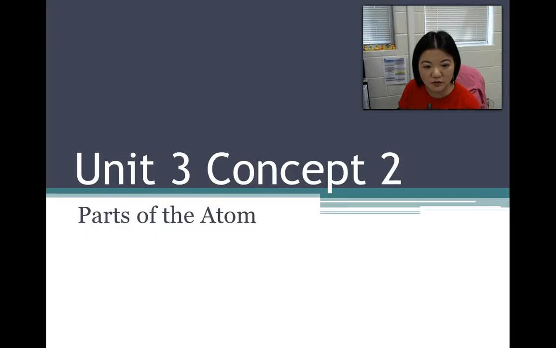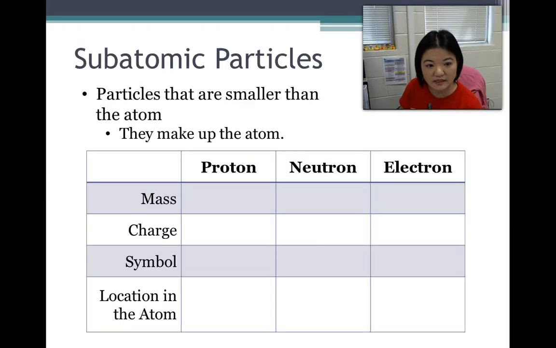Hey guys, this is Unit 3, Concept 2, Parts of the Atom. We are going to start by talking about the subatomic particles. Now, the subatomic particles are particles that are smaller than the atom, and generally we think of them as the ones that make up the atom: the protons, the neutrons, and the electrons, okay?